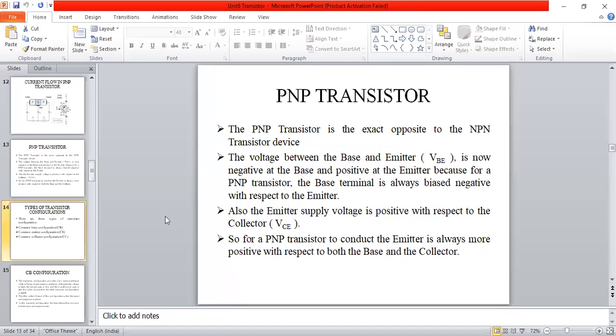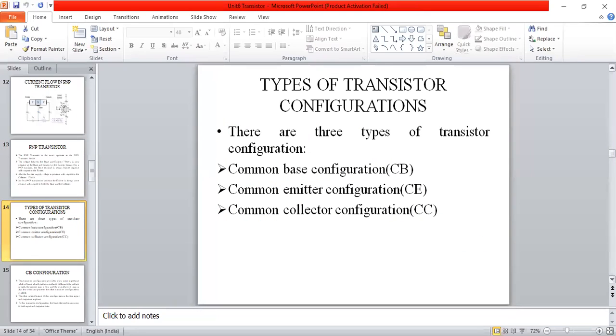We will discuss today the types of transistor configuration. I have already told that one. It is a three-terminal device. That is, the terminals of the transistor are base, emitter, collector. Base, emitter, collector here now.